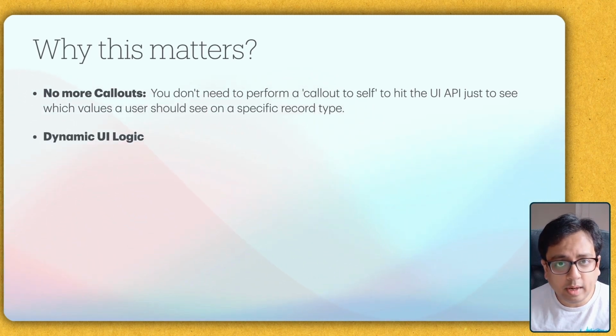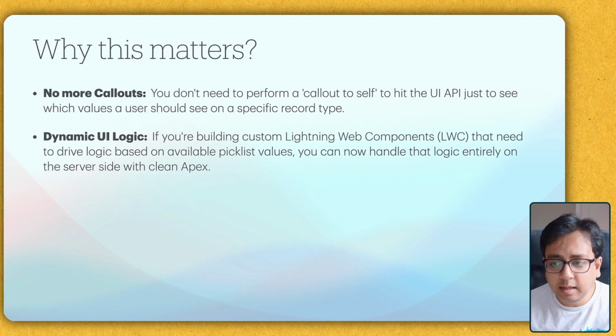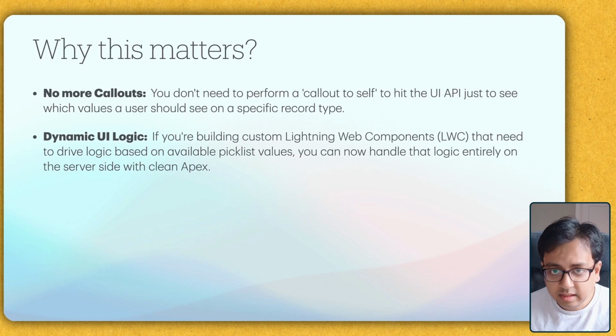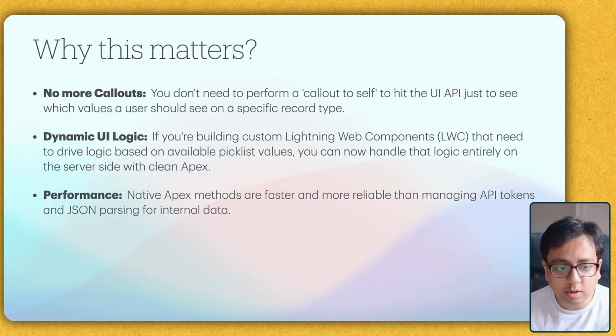Second, dynamic UI logic. If you are building a custom LWC that needs to drive logic based on available picklist values, you can now handle that logic entirely on the server side with very clean Apex code. Third one, performance, very important. Native Apex methods are faster, we all know that, and more reliable than managing API tokens and JSON parsing for internal data. Managing API tokens and JSON parsing is always a very complex thing to do and maintain. So now with this native feature, you will get faster performance and reliable data, reliable code.